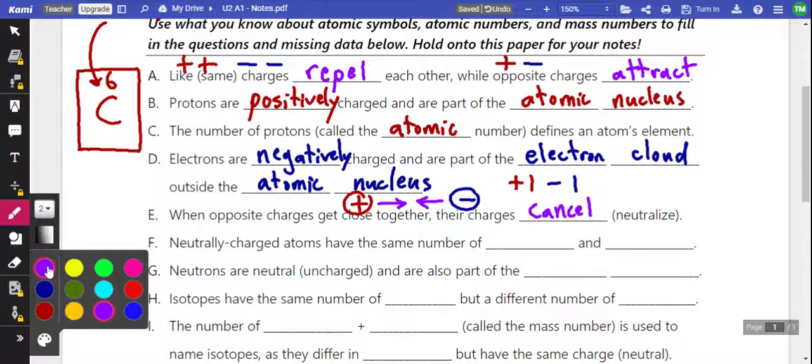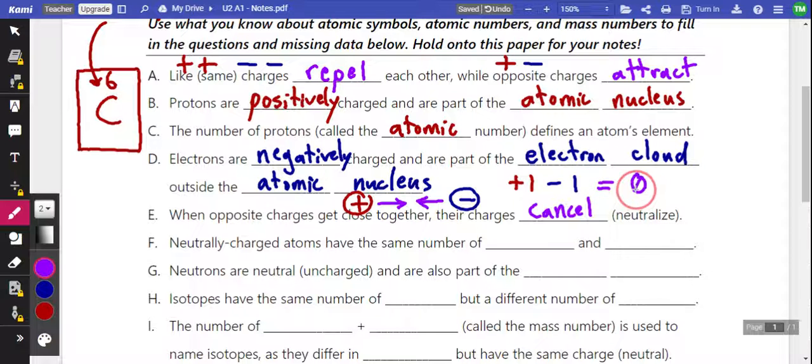When they get close enough together, those charges cancel out to be essentially 0 or neutral. Now, does this mean that the proton and the electron are no longer charged? No, they keep their charge. Otherwise, if they were no longer charged, they wouldn't stick to each other. The atom would fall apart.